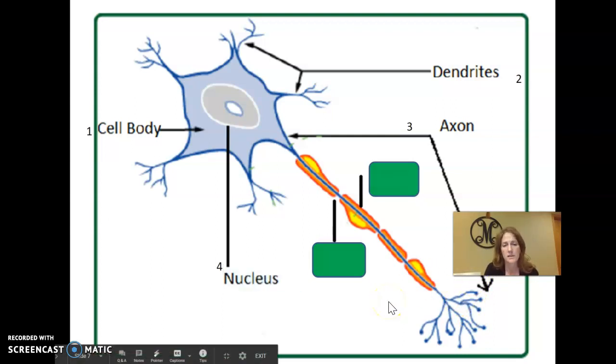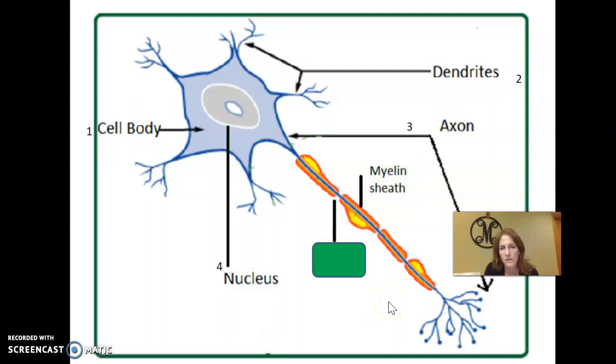Number 4 is the nucleus. Now, this orange coating wrapped around is called myelin. Myelin is a whitish fatty material that looks almost waxy. It is there to protect and insulate the axon so that the impulse can travel down more efficiently. You want your nerve axons to be myelinated.